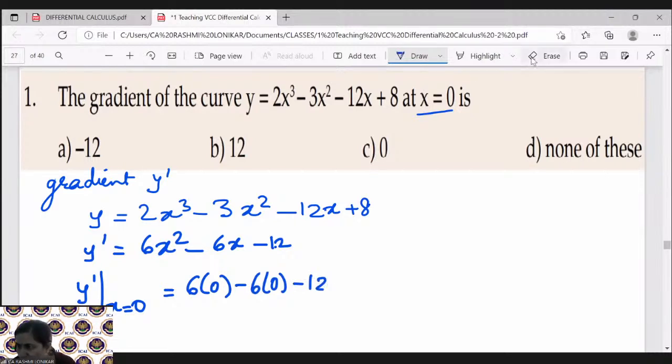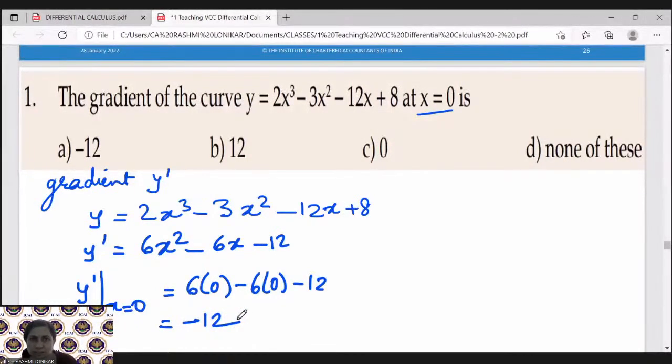This is equal to 6 into 0 squared minus 6 into 0 minus 12. Okay, 6 into 0 minus 6 into 0 minus 12. So answer is minus 12. Minus 12 means what? The line is like this. Okay. Simply like this. So answer is A.